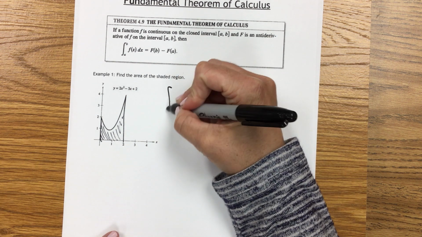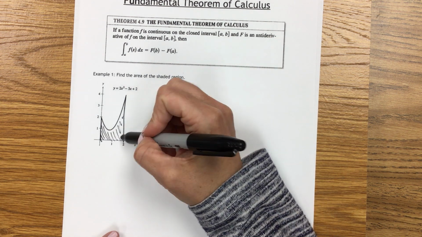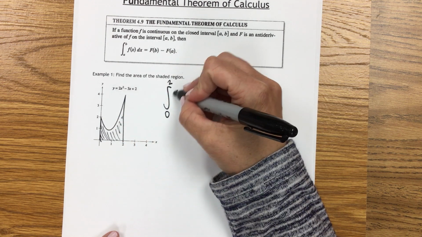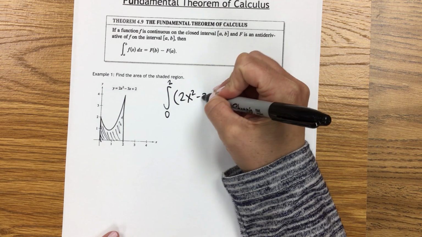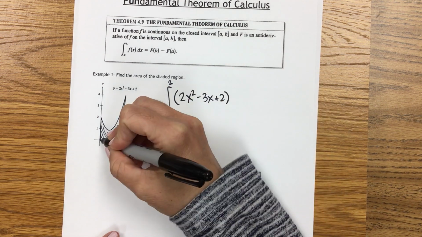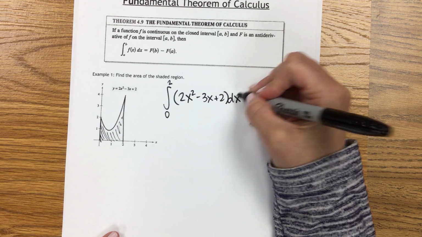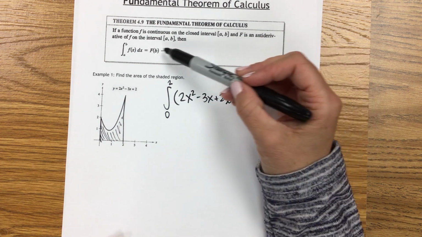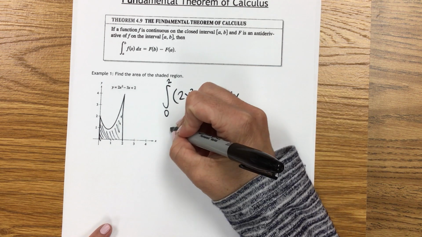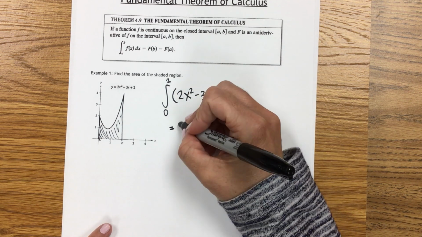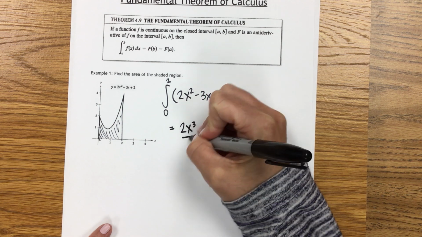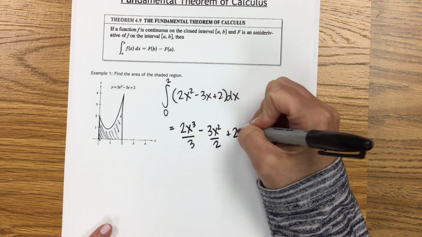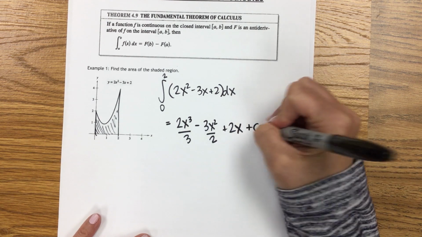So what I'm going to do is set up a definite integral. We're going from 0 to 2. The top is this quadratic function. The bottom is the x-axis, and here is how we have it set up. Now the fundamental theorem says if you do the antiderivative first, so we'll first do that, this term would be 2x cubed over 3 minus 3x squared over 2 plus 2x plus c.